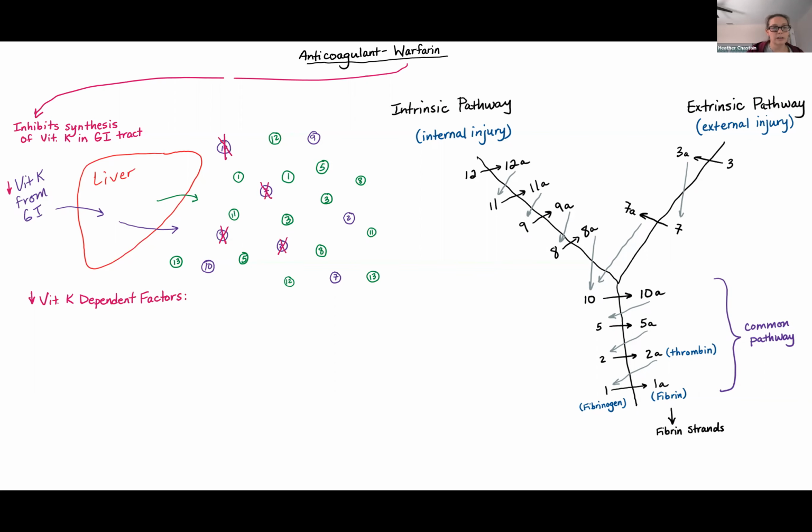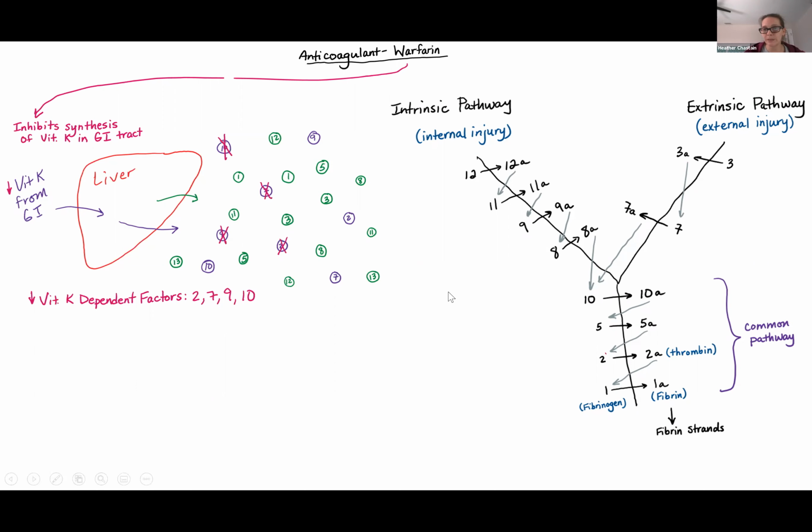These factors are 2, 7, 9, and 10. Now I have them written as normal numbers. Normally when you see factors written out, they're written as Roman numerals, but I think it's just easier to understand with normal numbers. But if you see them, they always have factors as a Roman numeral. Okay, just FYI.